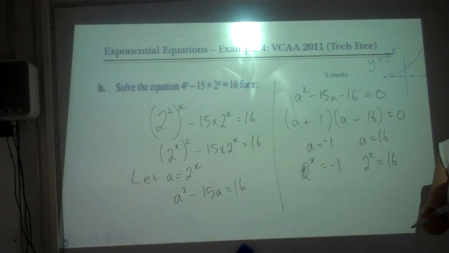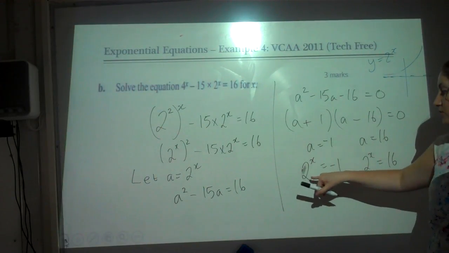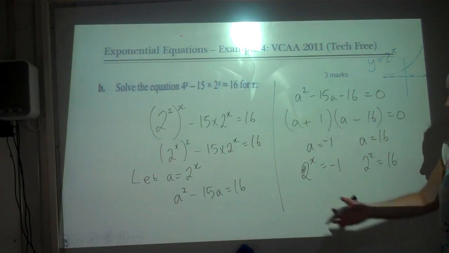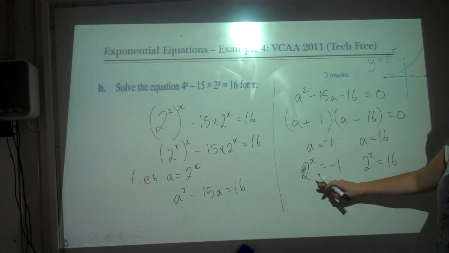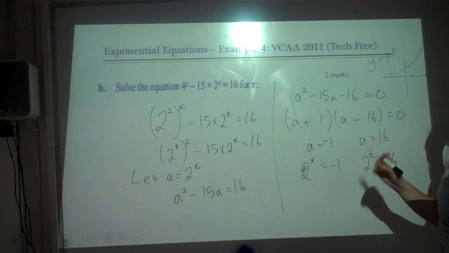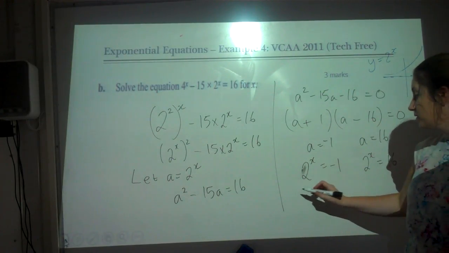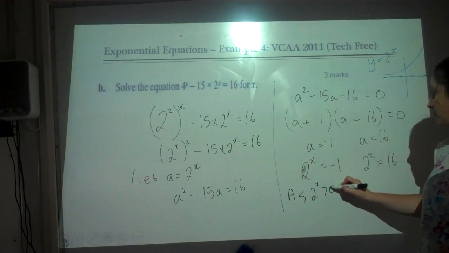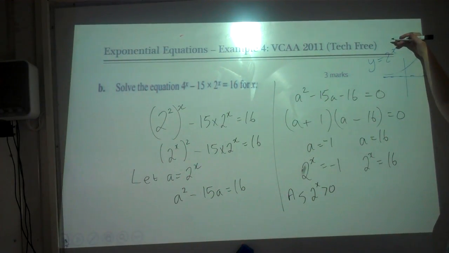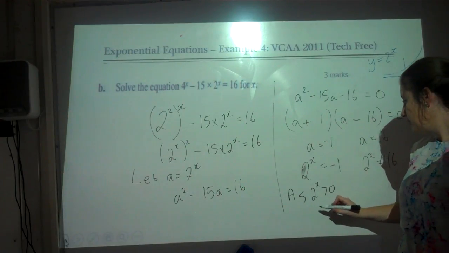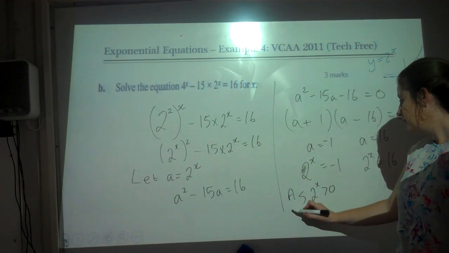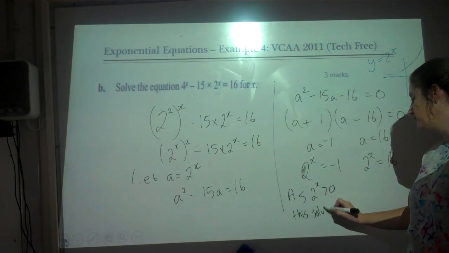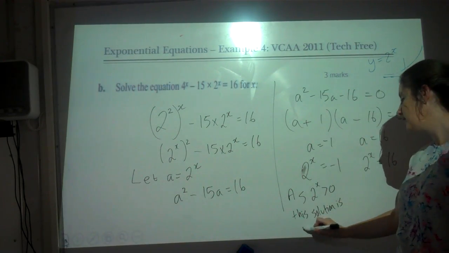And we need to give a reason why. You must show me that you see that there are 2 possible values of a, you see there are 2 possible solutions, and you're disregarding one. You can't just go straight to the other solution, you need to show me why you're disregarding it. So what we can say is that as 2 to the power of x must be greater than 0, which it has to be because all of the y values are greater than 0, this solution is infeasible.